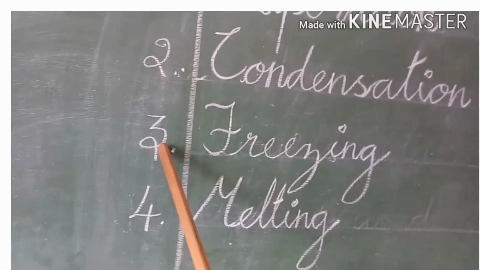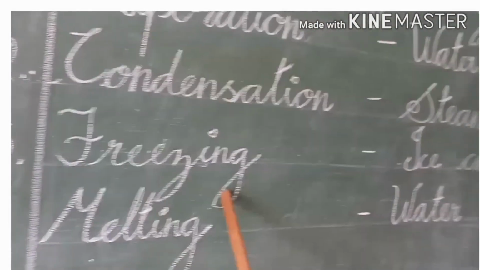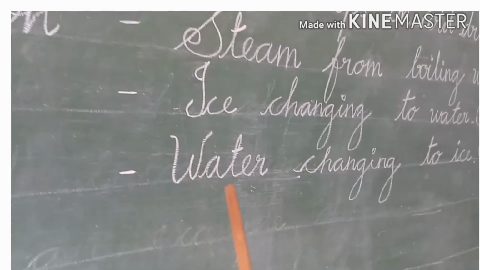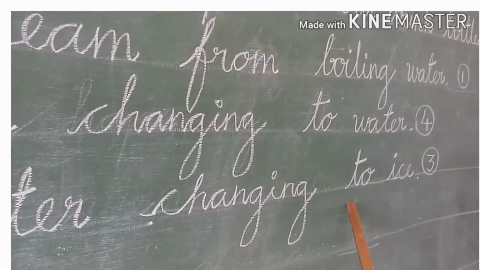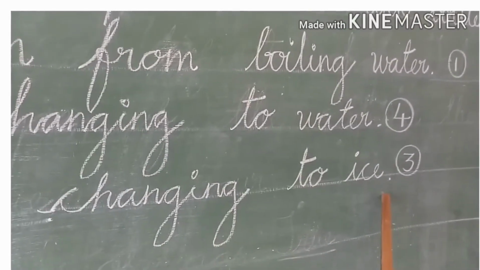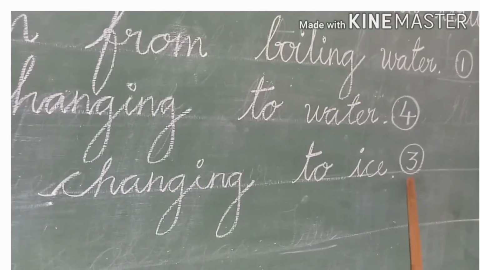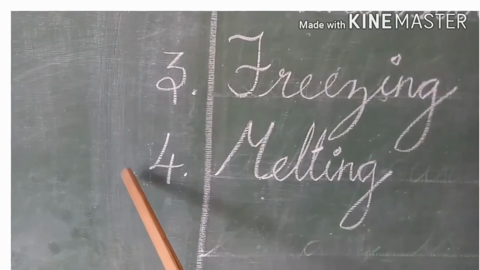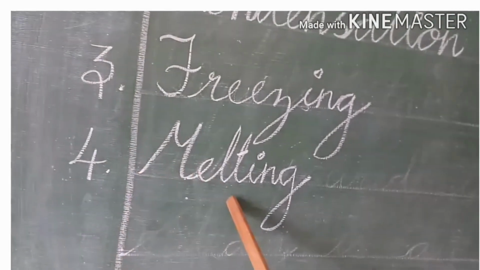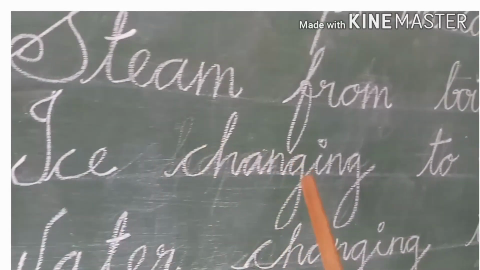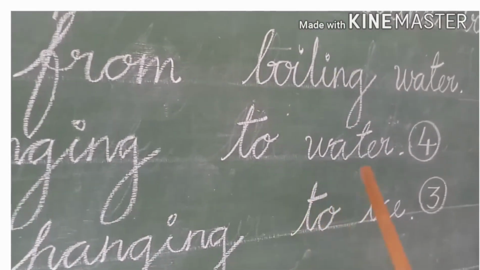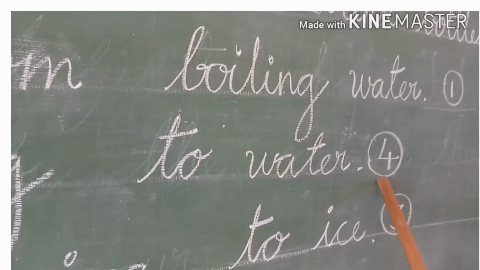Third one is freezing. Answer for this, water changing to ice. So write number 3. Last fourth one is melting. For this answer, ice changing to water. So write number 4.